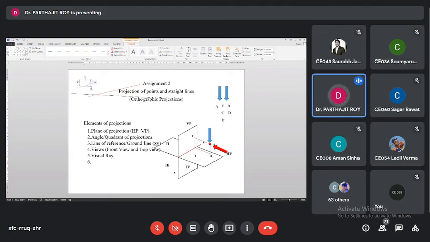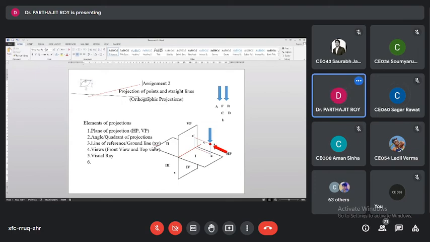Try a little more. Sir, ray parallel to the line of projection. Where from the ray comes? Sir, from the point. How does the ray come? Unless and until you are looking at the point, you won't be getting the ray, no?